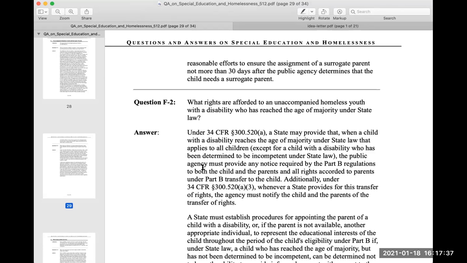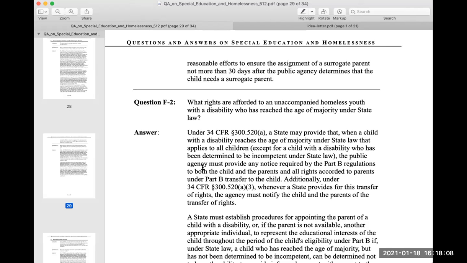Under 34 CFR paragraph 300.520(a), a state may provide that, when a child with a disability reaches the age of majority under state law that applies to all children, except for a child with a disability who has been determined to be incompetent under state law, the public agency must provide any notice required by the Part B regulations to both the child and the parents, and all rights accorded to parents under Part B transfer to the child.